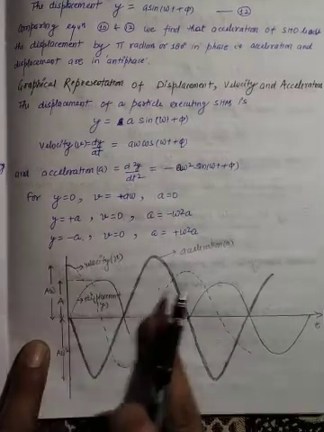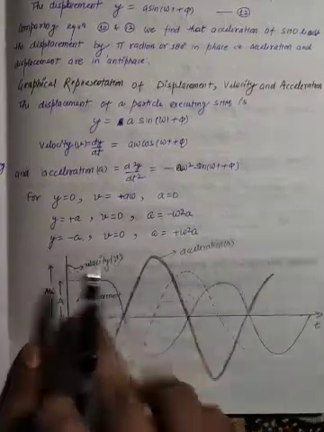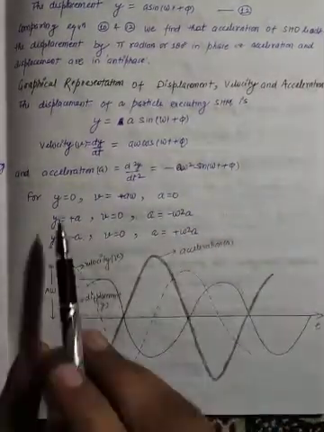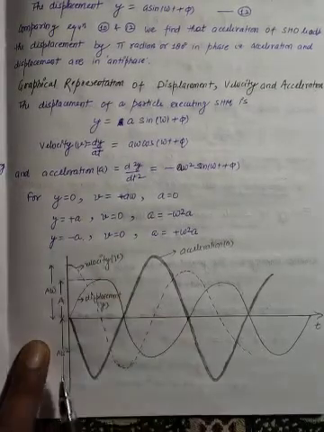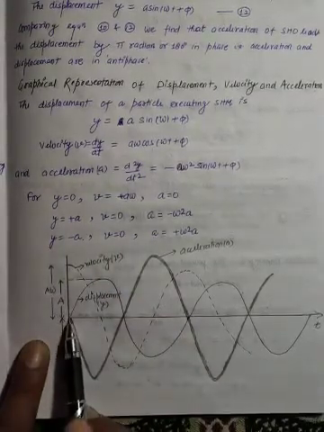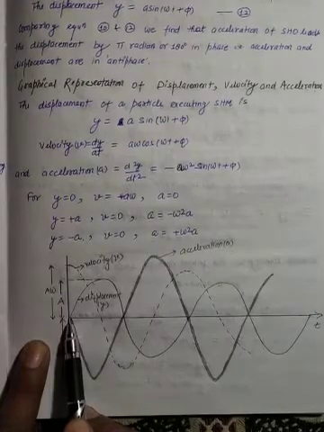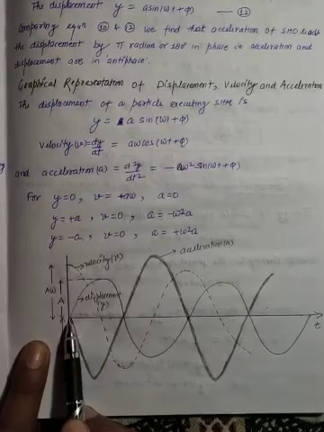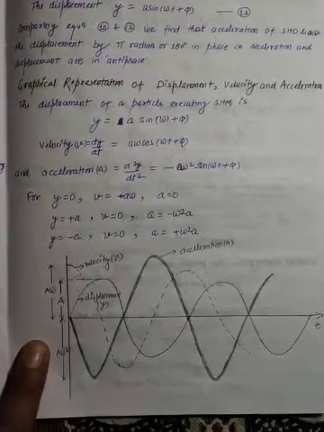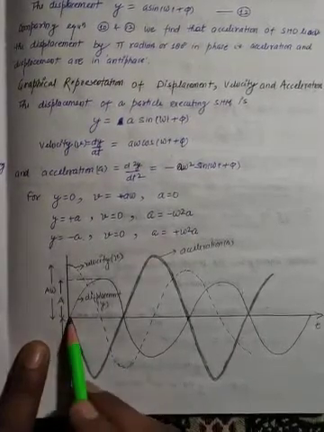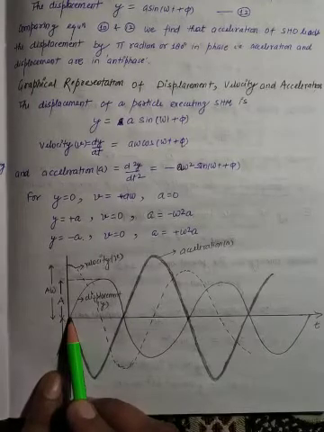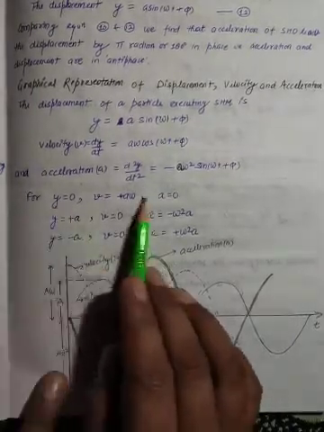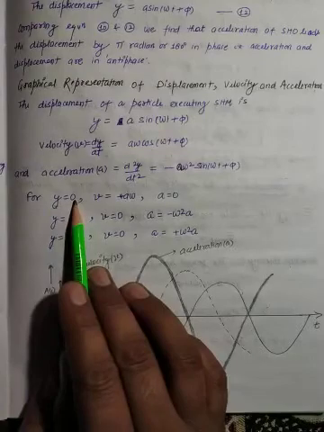Okay, now let us see these consequences when the displacement of the particle is 0. When the displacement of the particle is 0, that is at this point. The displacement of the particle is 0 at this point. Okay, at this point, the displacement of the particle is 0, and the first condition, the displacement of the particle is 0.